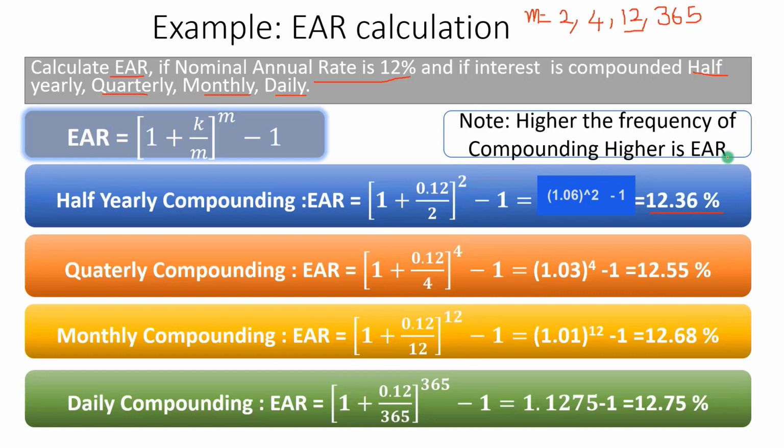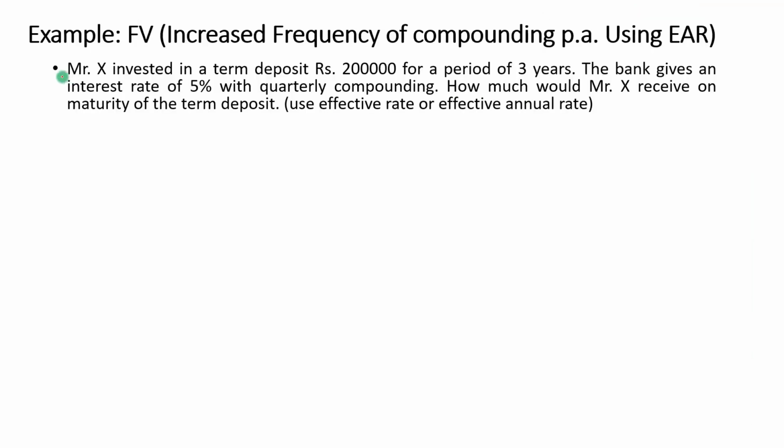Now, let us look at a numerical example for estimating future value in the case of higher frequency of compounding of interest using effective annual rate. Let us look at this example.